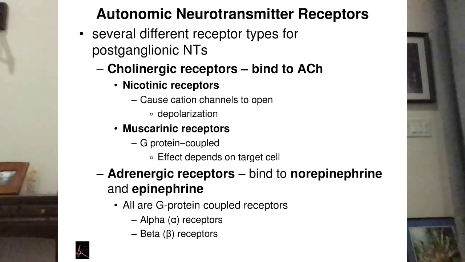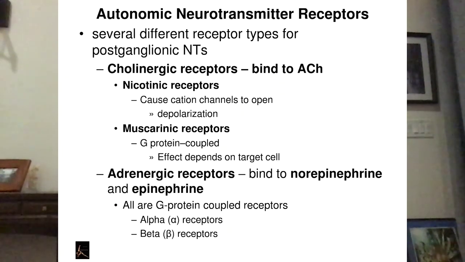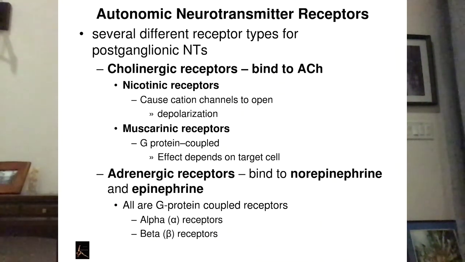That releases ACH. So that means that those are muscarinic receptors, and that's a G protein coupled receptor. And so that depends on the target cell. That can either be inhibitory or excitatory, right? But those bind to ACH. So cholinergic receptors can be nicotinic or they can be muscarinic. They both bind to ACH, but they have different effects. Okay.